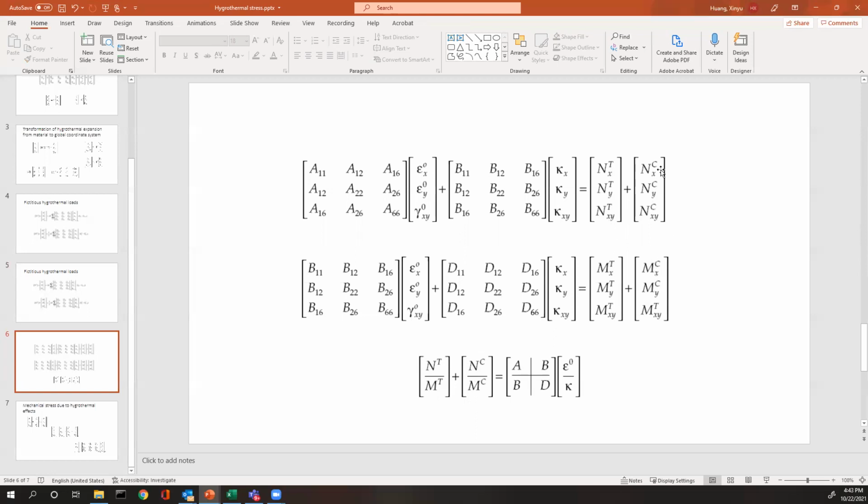This is with everything together. You have both temperature and moisture effect. You could only consider one. There are situations where you only need to consider one. Then you just drop the other term out.